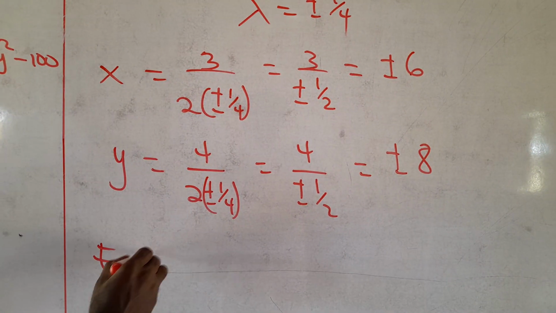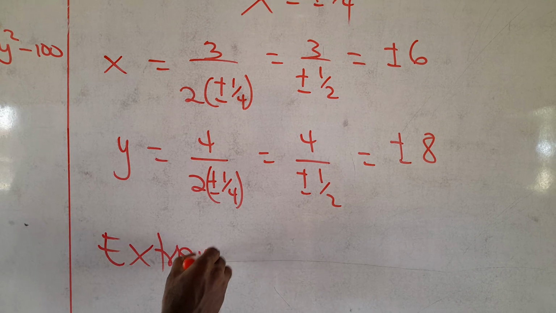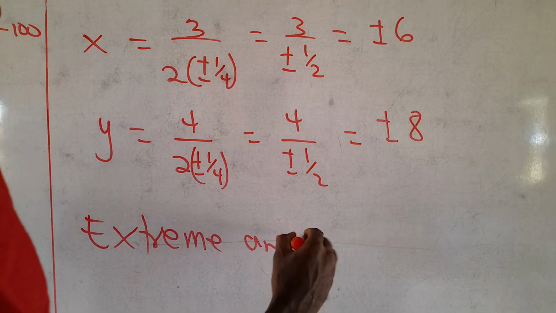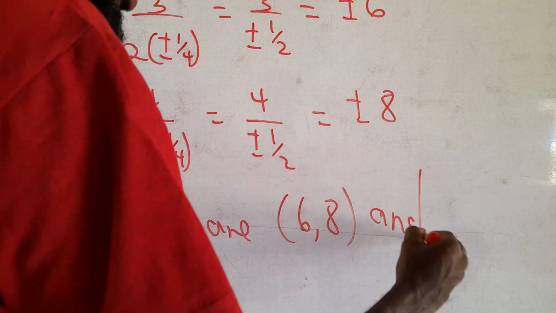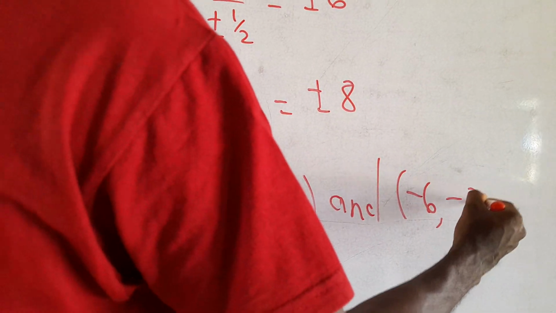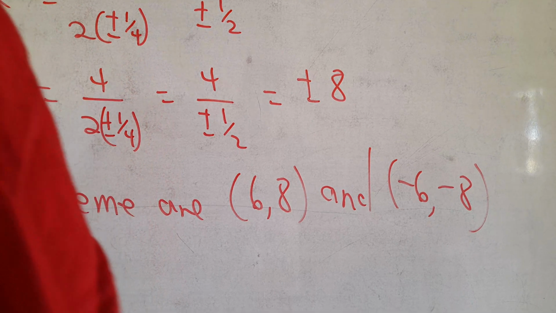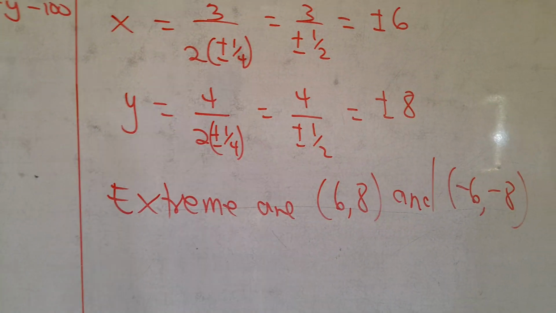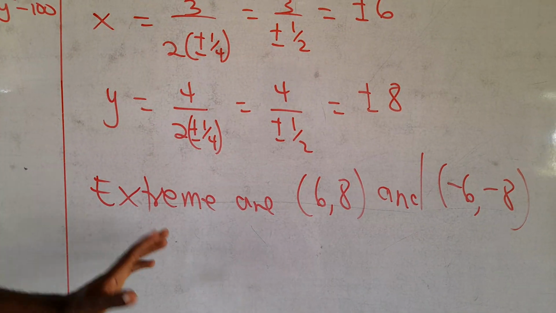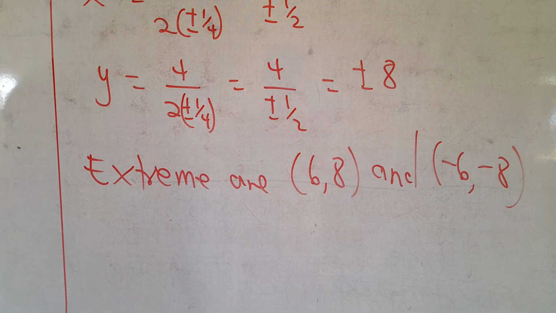So we can say our extremes are 6 and 8, and negative 6, negative 8. Now, since we know our extremes, we substitute into the objective function, or the function under discussion, to find the maximum and the minimum values.